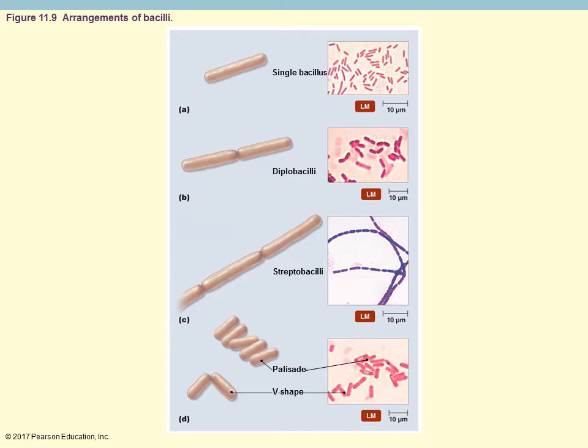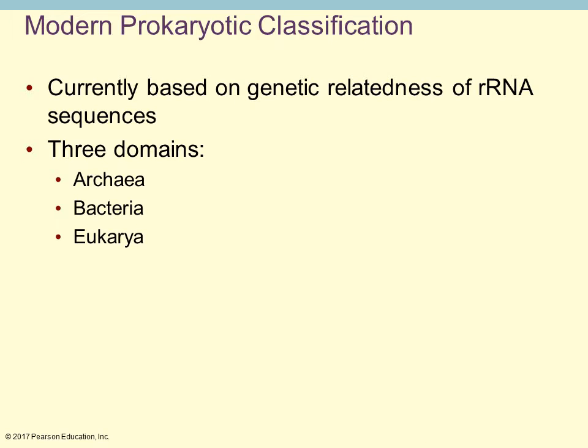The arrangement of the bacilli can also be diplobacilli. It can also be in long chains. Palisades, where instead of lying long end to long end, they're lined up side by side in a row. Sometimes they're more V-shaped.